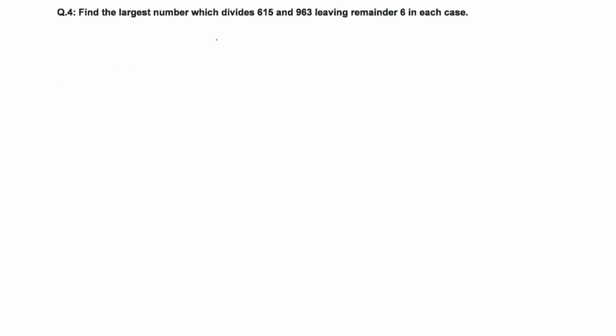Find the largest number which divides 615 and 963, leaving remainder 6 in each case. The question is that there is a number, say x. If I divide 615 by x, I get a remainder of 6. If I divide 963 by x, I get a remainder of 6. So how do we find this x? There is one more theory here: if I subtract 6 from 615, this x is going to divide it fully. If I subtract 6 from 963, I will get a proper 0 when I divide 963 minus 6 by x.